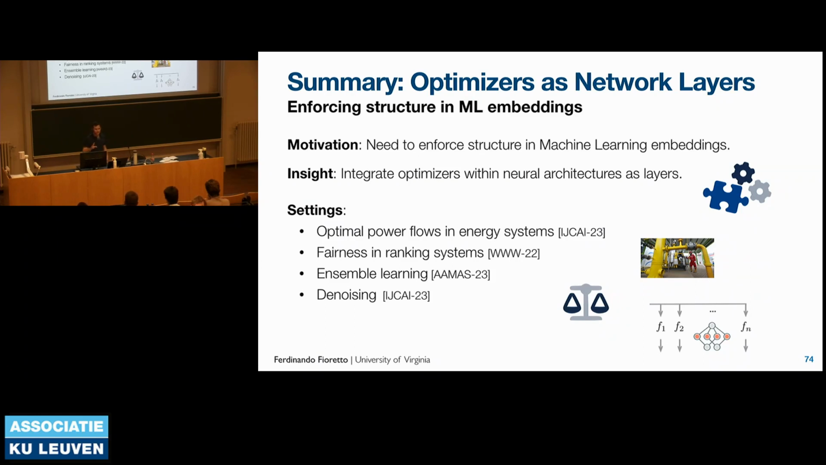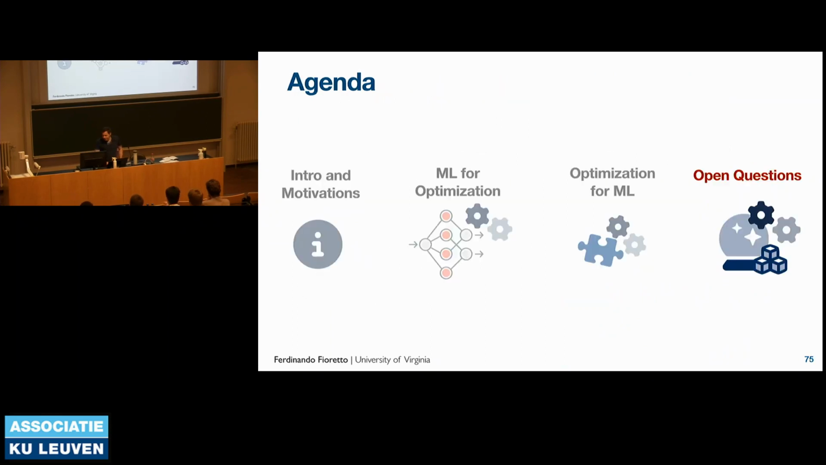So we looked at the need of enforcing some structure directly in the space of hypotheses of learning models. So we integrated optimizer within the structure of a neural network, and we've seen this in several settings. All right, I'm gonna go through the open questions and then take some questions from the audience.